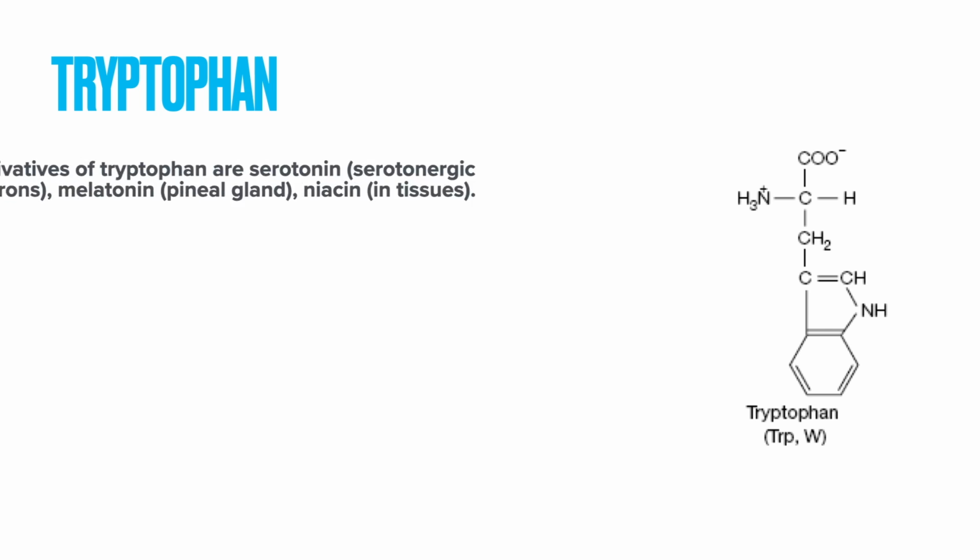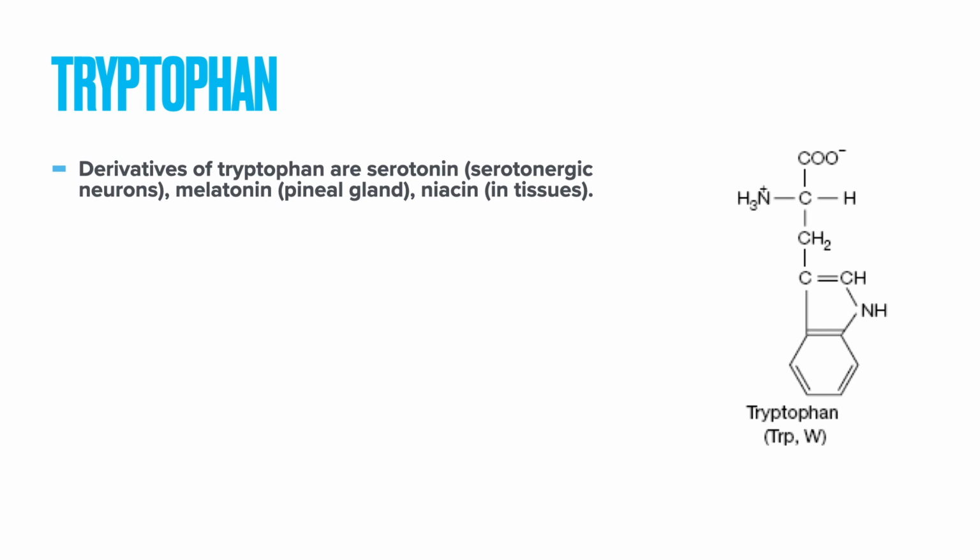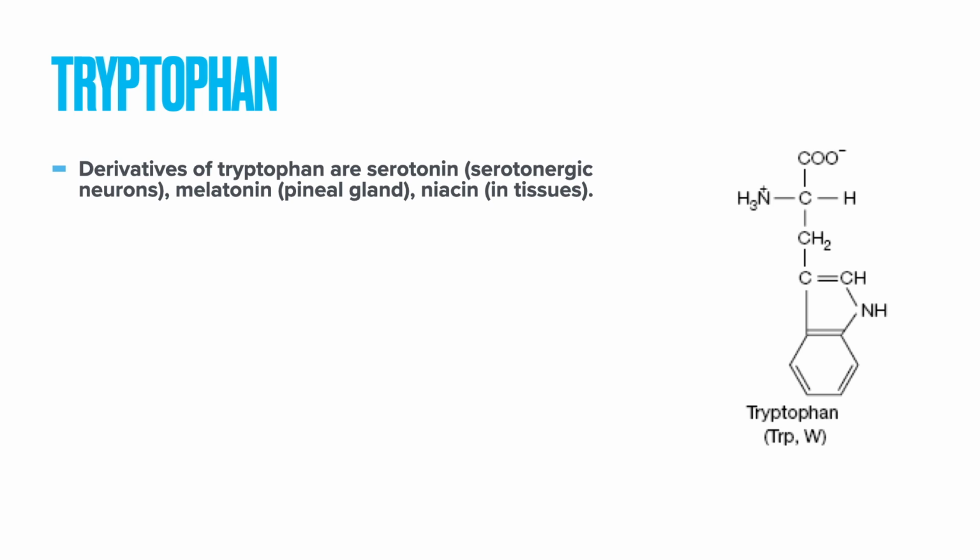So, our next amino acid is tryptophan. The derivatives of tryptophan are serotonin, melatonin and niacin. These are the special products that come from tryptophan. Serotonin is there in serotonergic neurons, melatonin is synthesized in the pineal gland, and niacin is synthesized in most of the tissues using tryptophan. 60 milligrams of tryptophan is converted into 1 milligram of niacin, and that needs certain vitamins like B2, B6, and also it needs iron for that conversion.